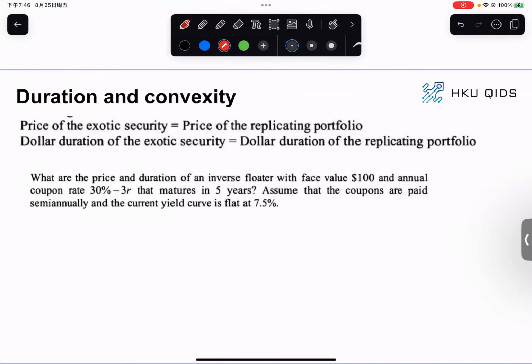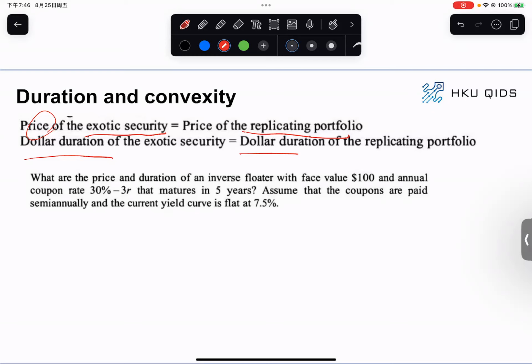Before the real question, I want to remind you of the no-arbitrage argument, where if we have an exotic security or even an exotic bond, its price should be the same as that of the replicating portfolio, as long as we can find a good way to replicate every payoff term of it. And also the dollar duration of these two things should be the same. So our logic to solve this kind of question is simply to replace the original strange, exotic security with a combination of things we are used to.